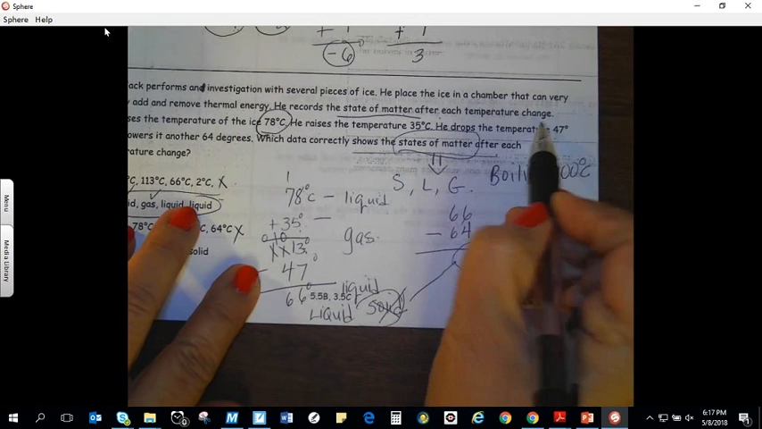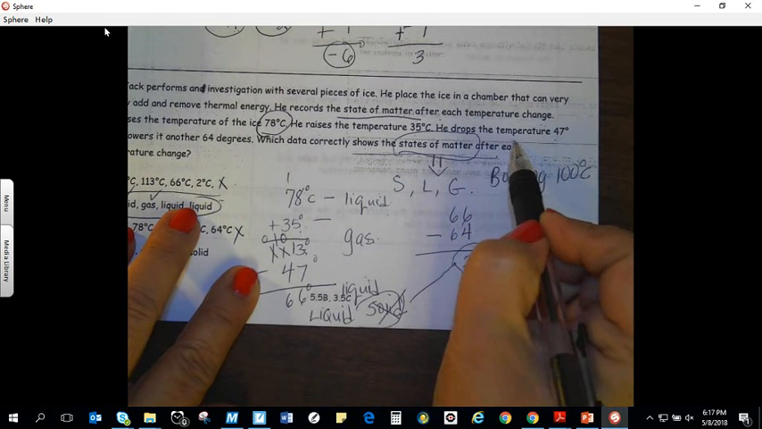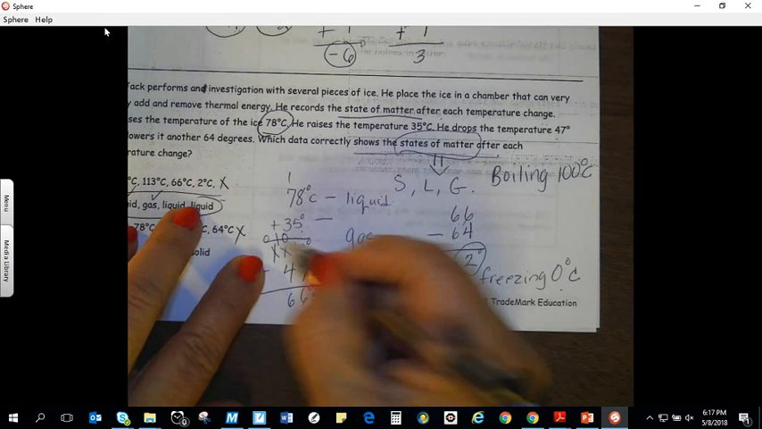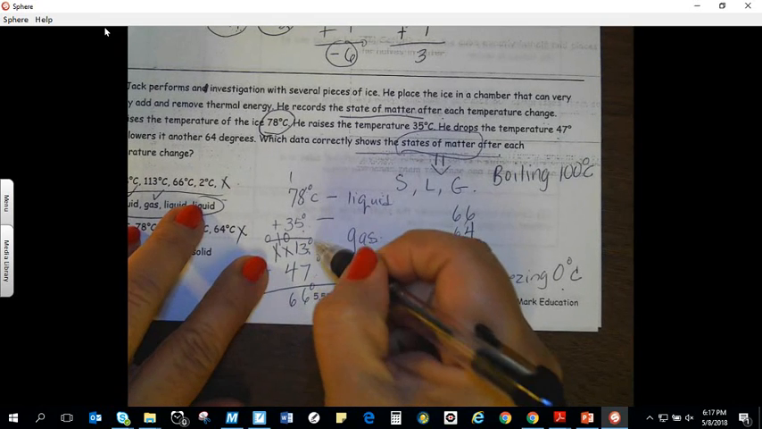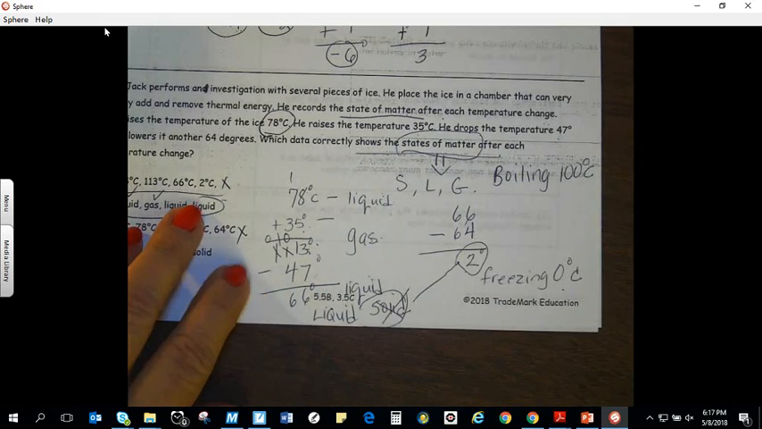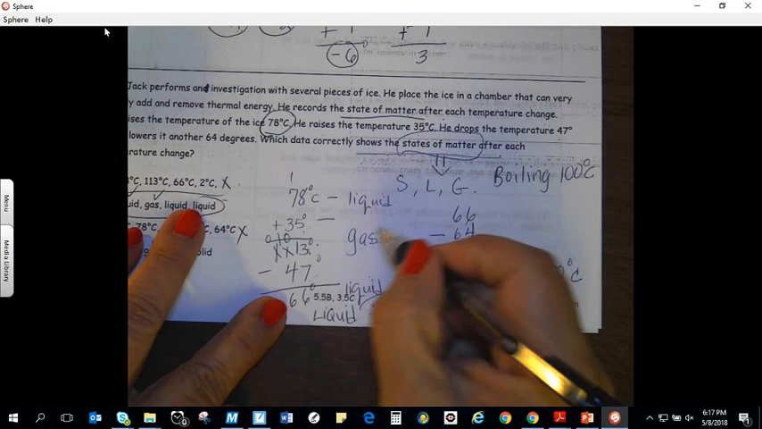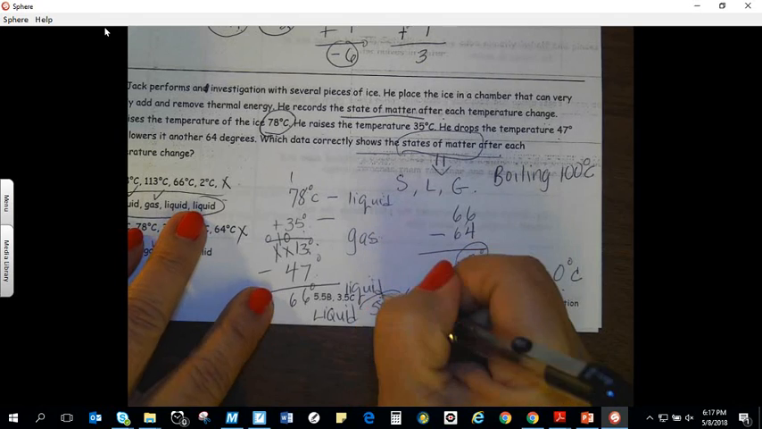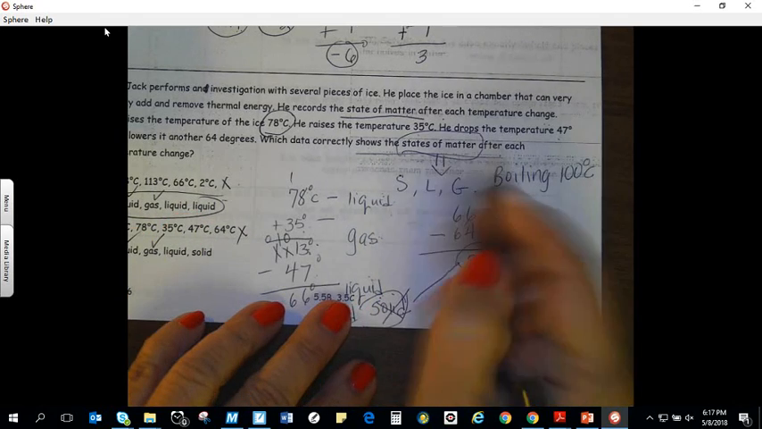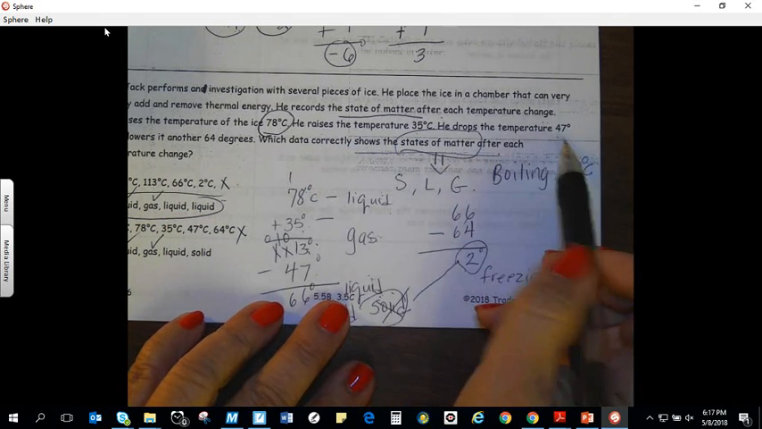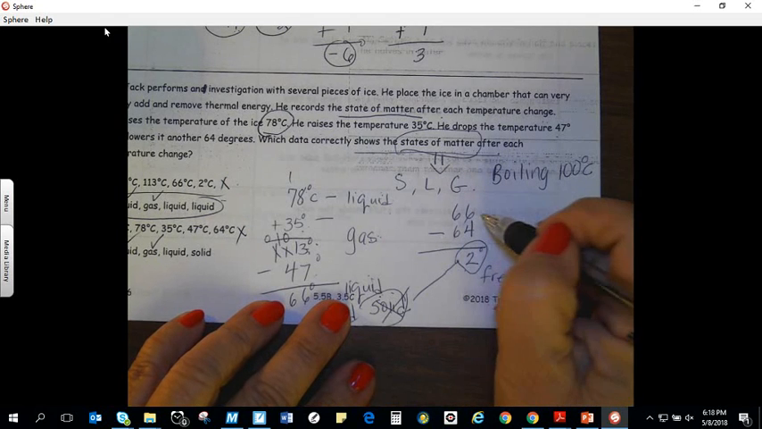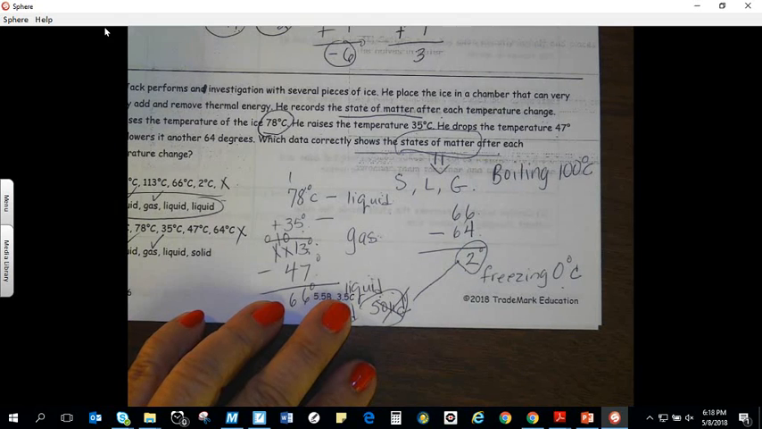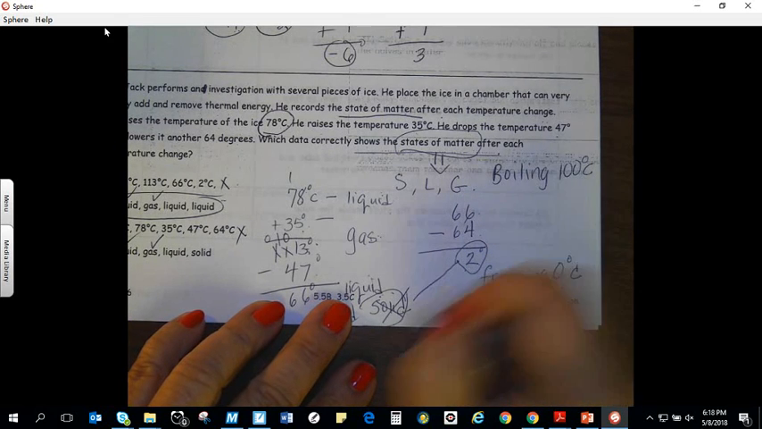Then it said that he drops the temperature 47 degrees. So now I have to take 47 from 113. That leaves me with 66 degrees. Changes that gas to a liquid because it's taking heat away. Makes it back into a liquid. Then it said that it dropped another 64 degrees. So I had my 66 minus 64. That's 2 degrees Celsius.